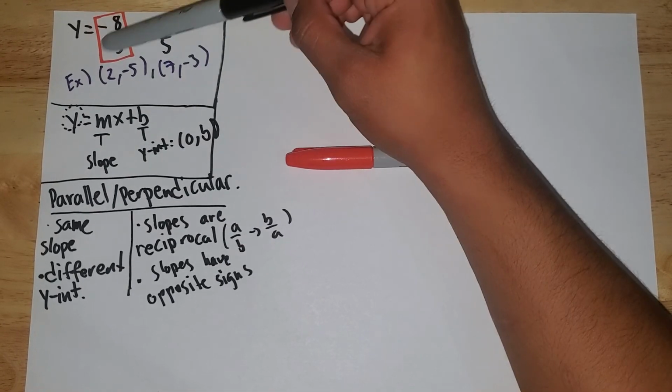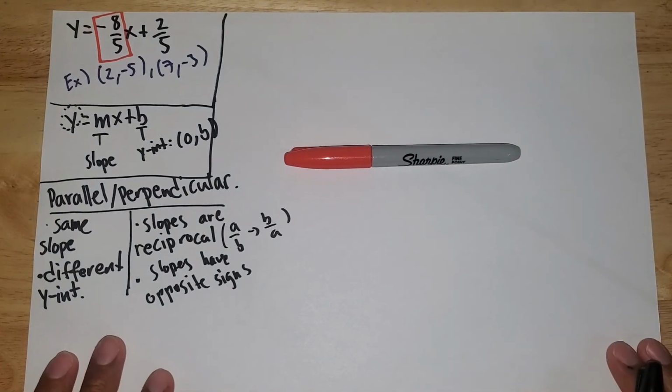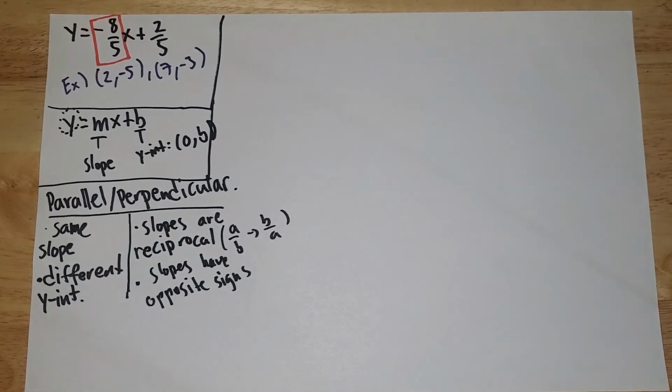For parallel, the slopes are the same, but the y-intercepts are different. So let's look at an example of that.